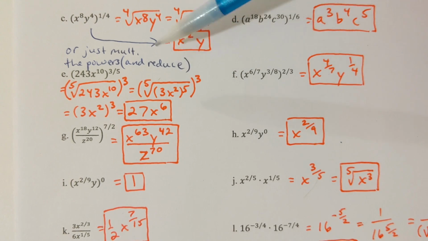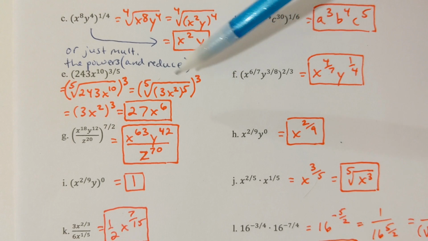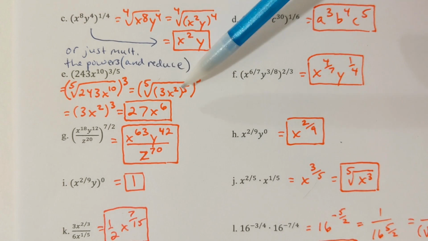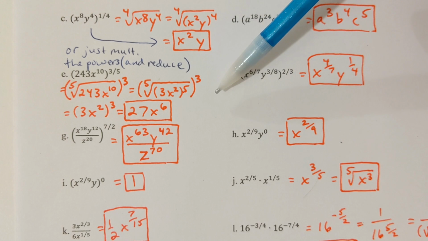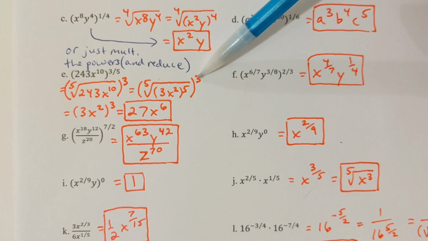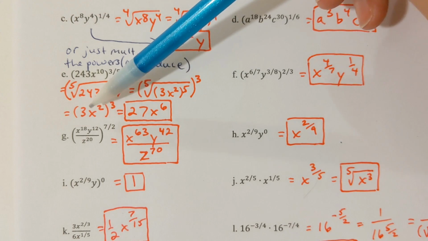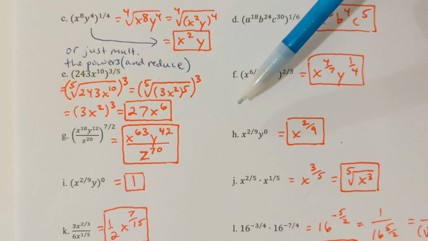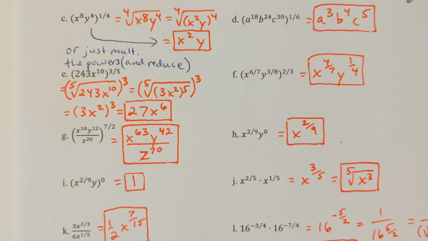3 to the 5th is the same as 243. X squared to the 5th would be the same as x to the 10th. The index of 5 and the power of 5 will go away for me now, so I just have 3x squared cubed. 3 cubed is 27. X squared cubed would be x to the 6th. So 27x to the 6th, that'd be my answer.